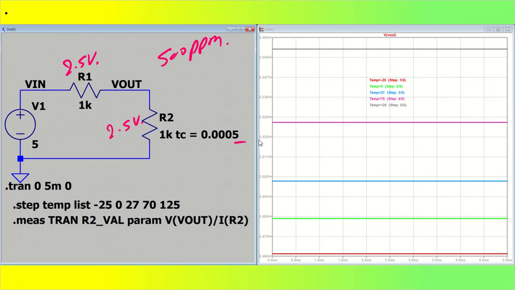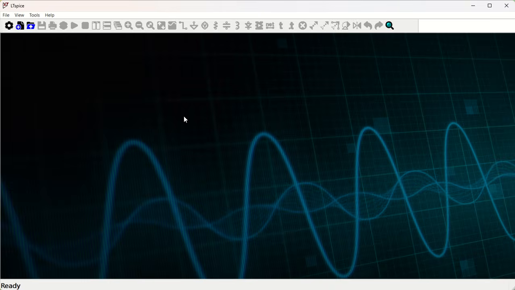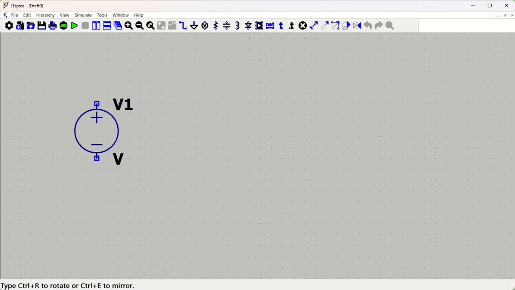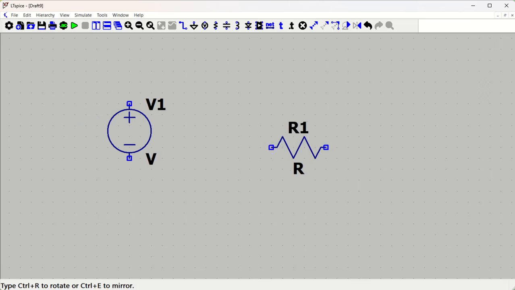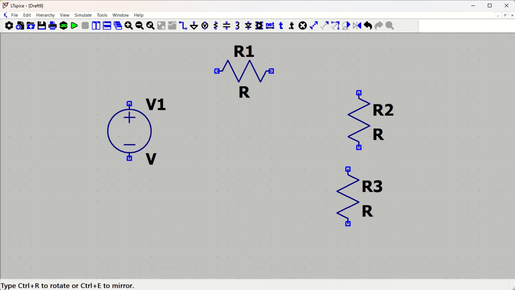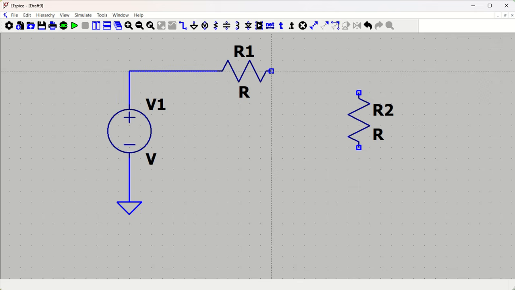Let us design a circuit and see how we can quickly enforce the value of temperature coefficient on a resistor in LTspice. I have opened LTspice. I can take a new circuit and quickly put a voltage source V, and resistors. I can put one R1 and then one more R2. Then I can put one ground. You can keep this circuit on your own, not a problem. So I'll quickly add this particular circuit. This circuit is complete.